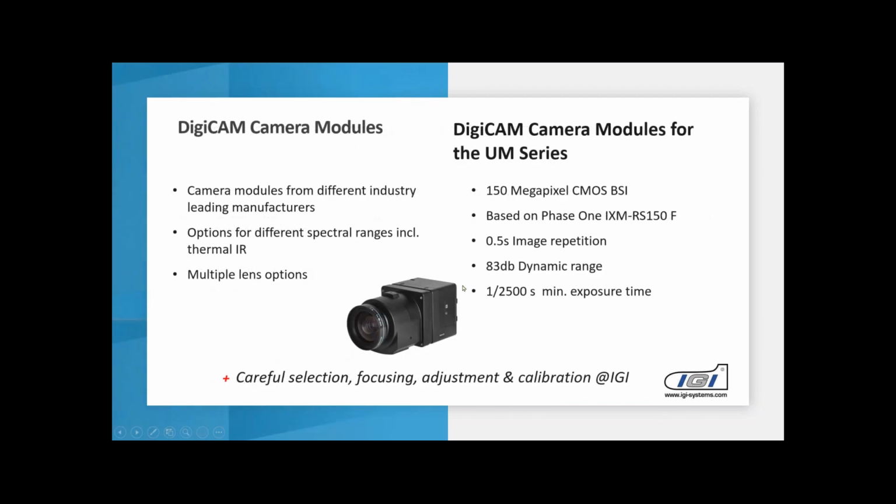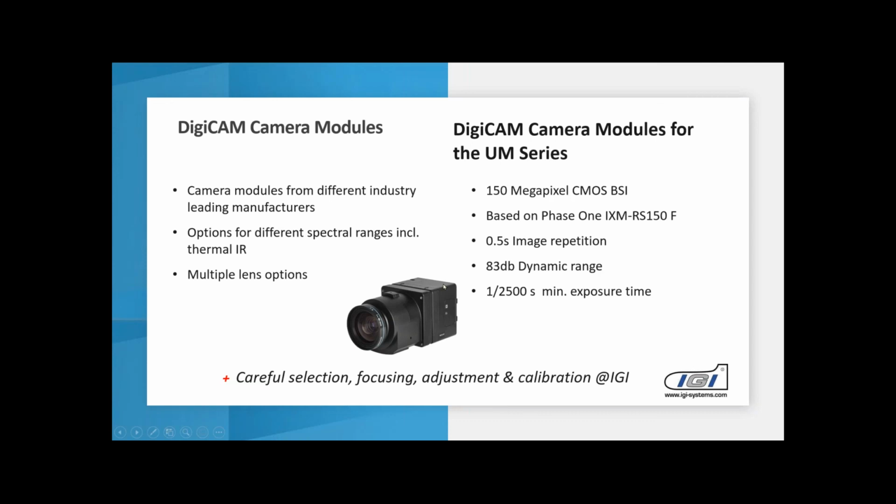In the next slide, you see that we are integrating different kinds of camera modules at IGI in general. So we integrate sensors from different manufacturers, like from Hasselblad, from FLIR, from Phase One. This enables us to really provide sensors for different spectral ranges, and also with a very wide range of lens options, ranging from a few millimeter focal lengths up to 300 millimeter focal length lenses.